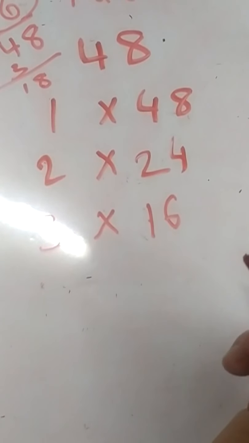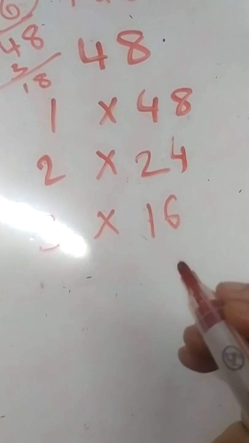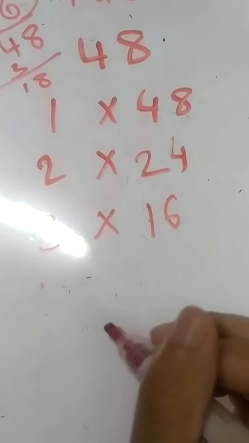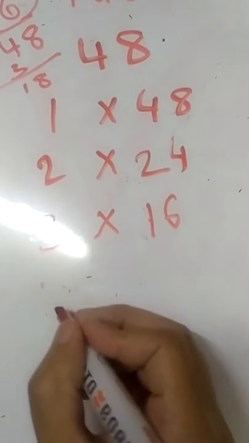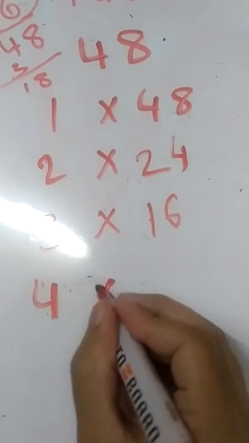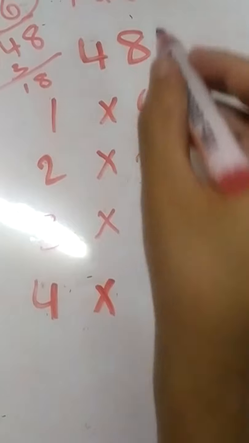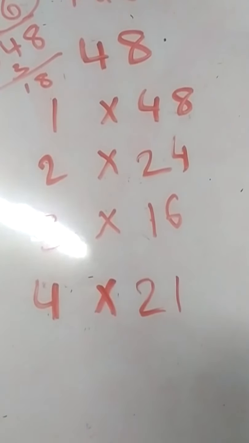And then I'm going to make 48 divided by 4. Is it divisible by 4 or not? Yes, it's divisible by 4 because half of it is even. Half of 48 is 24. So it's even. So 48 is divisible by 4. So I'm going to make 4 times. If I don't know 4 times what equals 48, I'm going to divide 48 by 4. It's going to be 12.